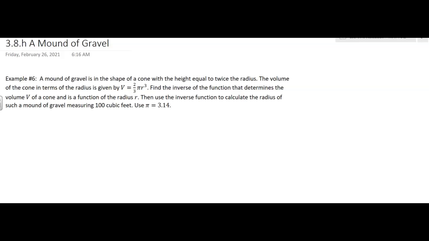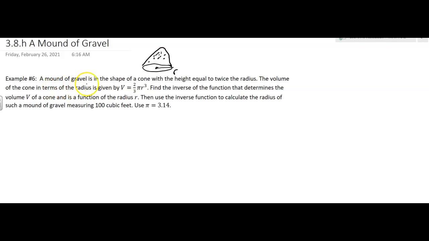Right, so in this problem we have a mound of gravel. So here's our gravel, and it's little pieces of stone. Okay, and it says it's in the shape of a cone. So think of a cone. The cone has a base that's a circle with a radius.